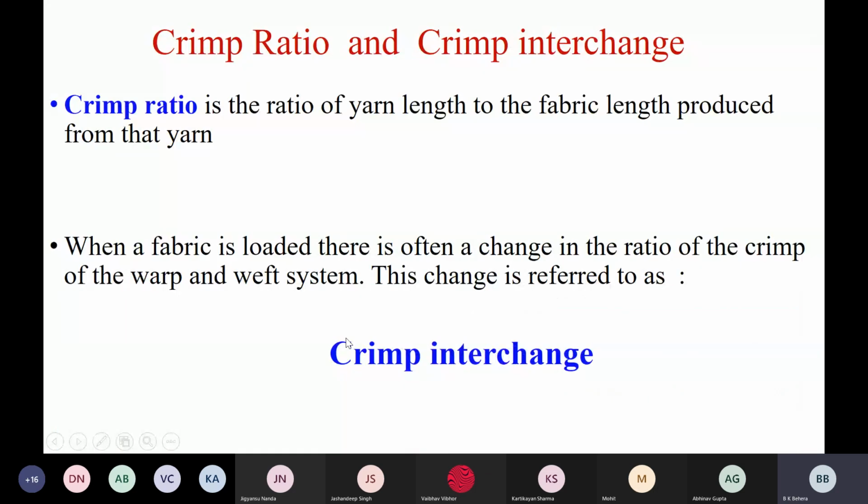Now, coming to this term. Before I explain what crimp ratio and crimp interchange are, first understand why we are interested in calculating crimp in the yarn. Crimp is a very crucial geometrical or constructional parameter of a fabric which decides many properties. One of the most important properties of fabric which is completely governed by crimp is fabric extensibility and fabric modulus.